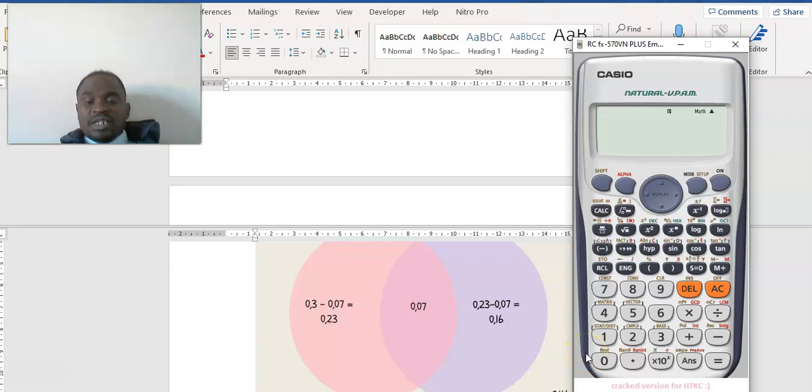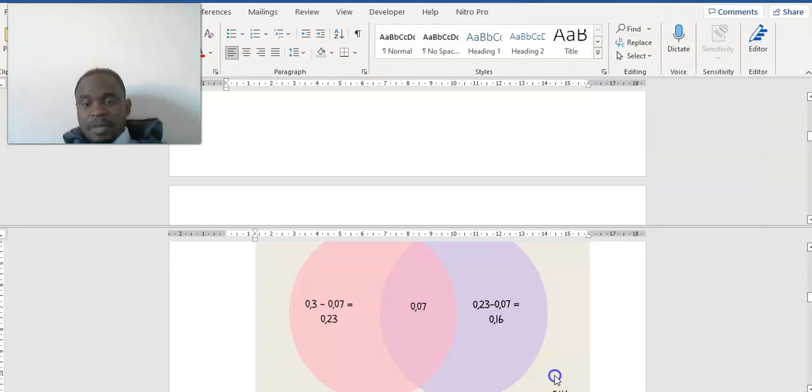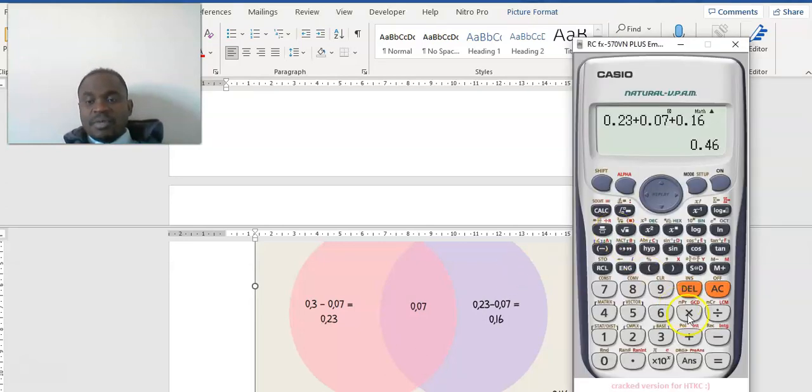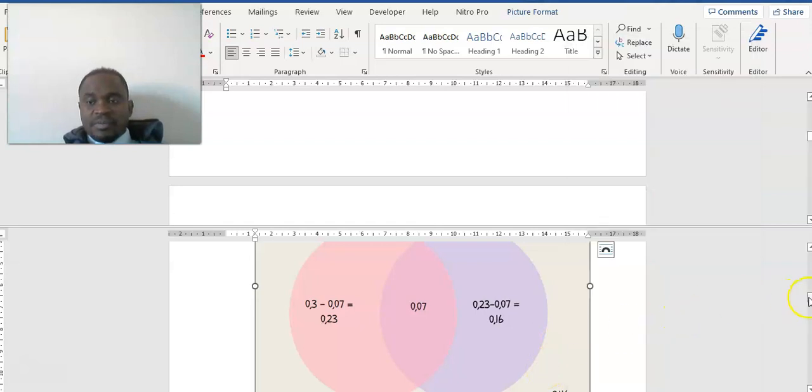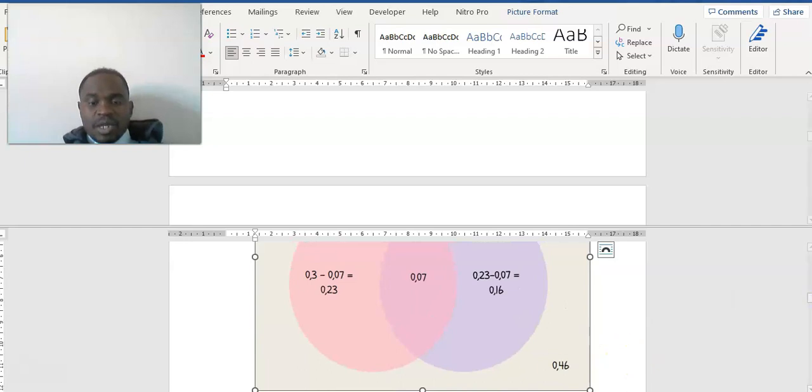So to do this, I'm going to add 0.23 plus 0.07 plus 0.16. It doesn't give me 1. It means there is a probability outside the 2 circles. So what we are going to do is subtract it from 1, right? So you are going to say 1 minus 0.46, isn't it? Which is going to give us 0.54. Did I write 0.54 here? I wrote 46. Okay, let me check here.